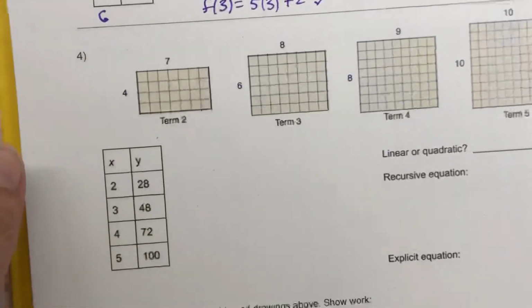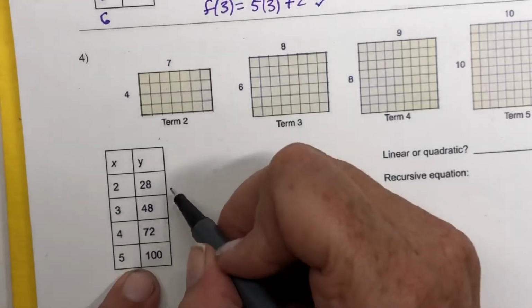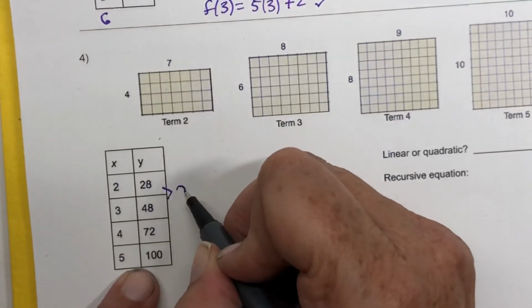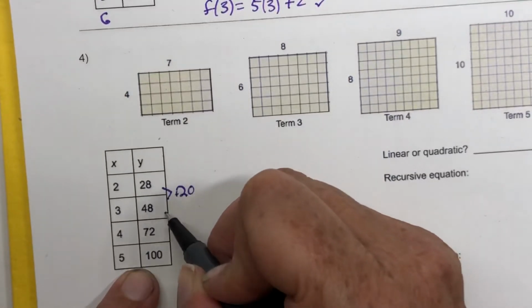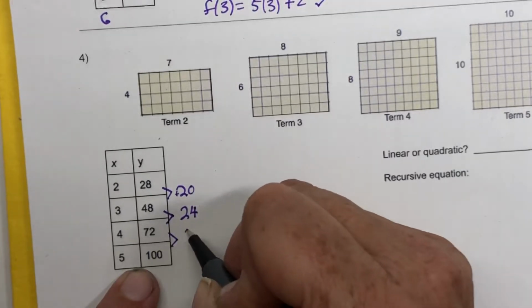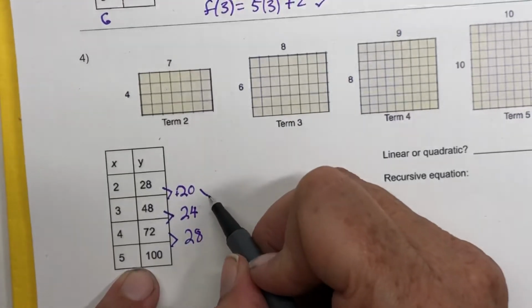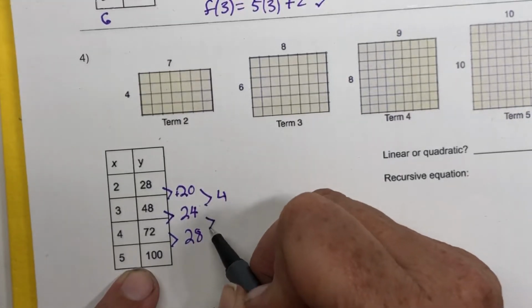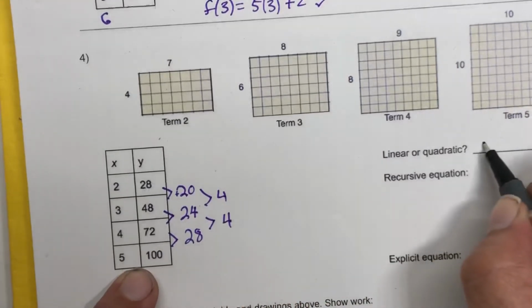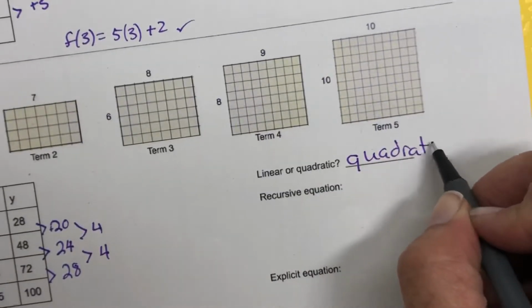Okay, now I have this whole thing, and I want to know if it's linear or quadratic. I think I'm going to look at the table first. Difference here is 20, and that's a plus 20. And then here it looks like it's 24, and here it's 28. I'm assuming you did that subtraction on your own. Then the second differences are 4. So this is definitely quadratic because the second differences are all equal.